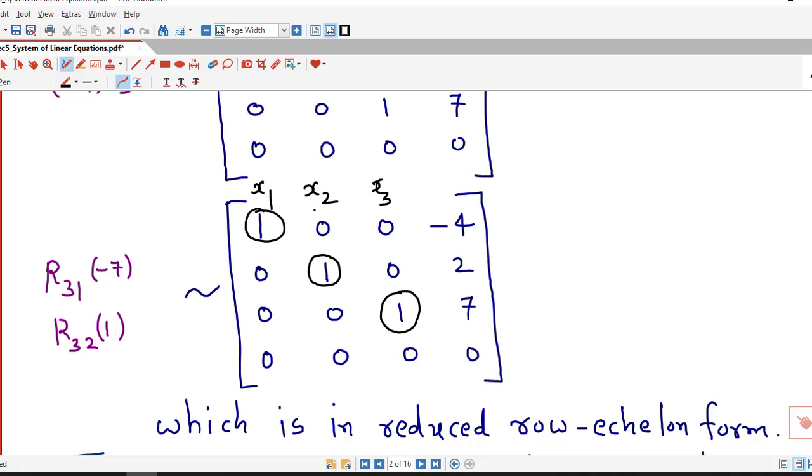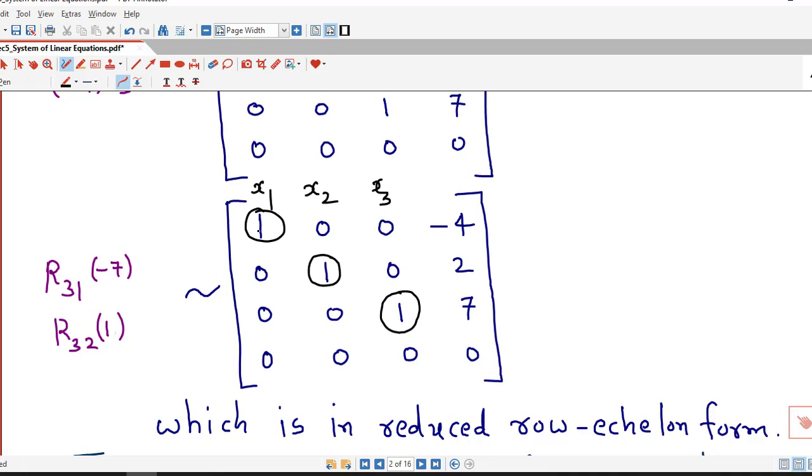That means all the variables in the system become leading variables. That means there is no free variable. Therefore the solution of the given system is unique, and from this directly we will obtain the solution.